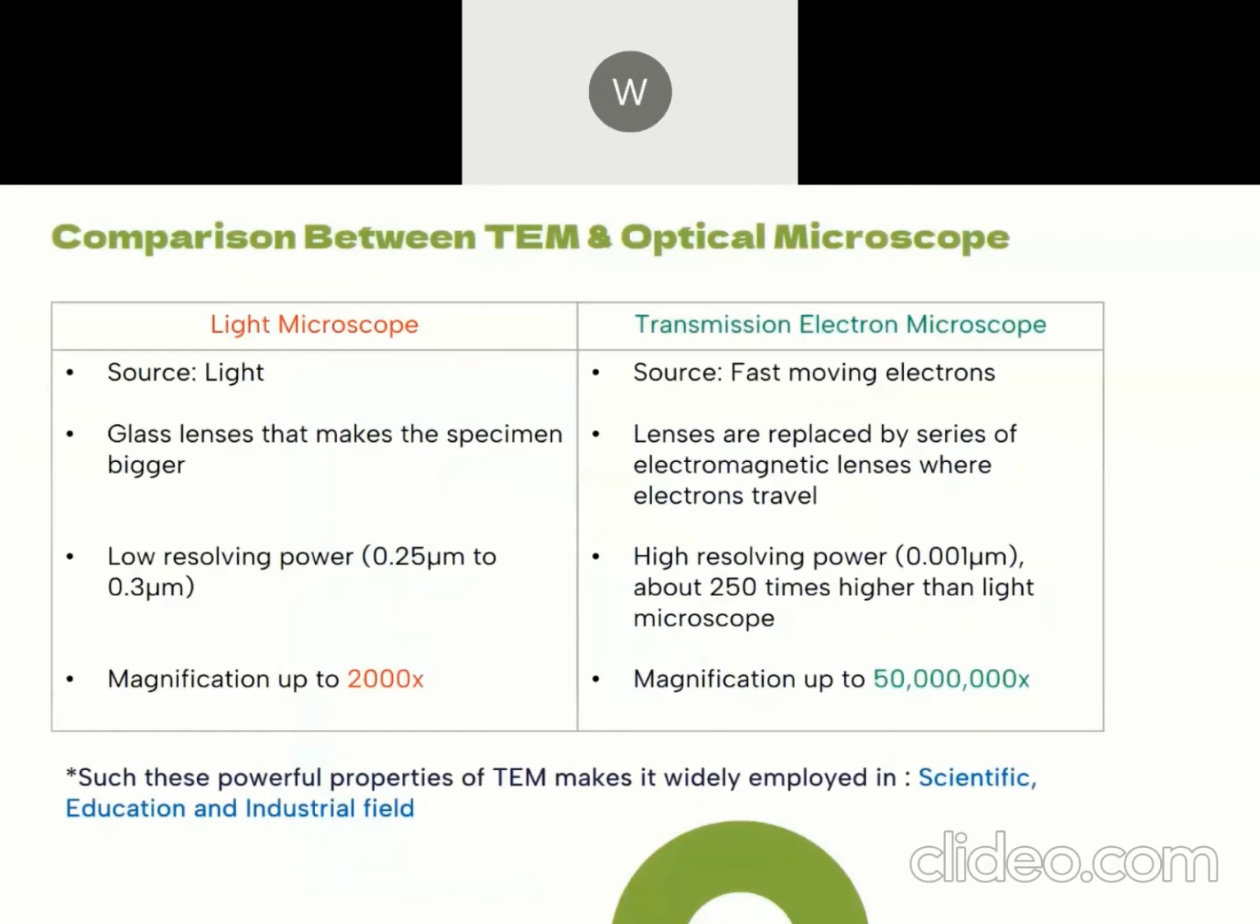First of all, the electron gun of the TEM generates and accelerates the electrons, generating faster moving electrons, and it uses electromagnetic lenses, which allow the electrons better passage. The last thing is that it has very high resolution, often 215 times higher than a normal light microscope, and it can magnify the sample 50 million times. Such powerful properties make TEM widely employed in scientific, education and industrial fields.